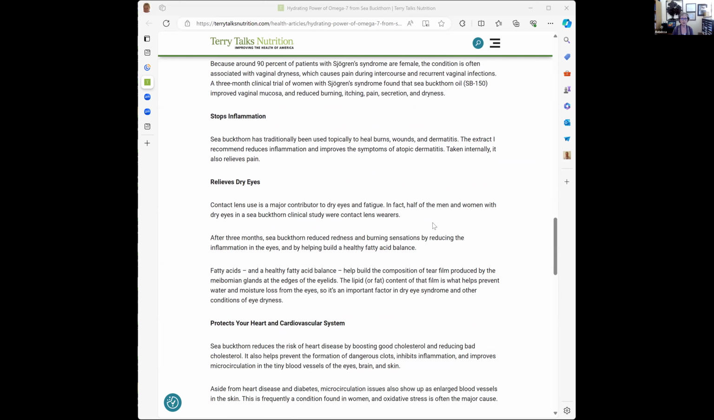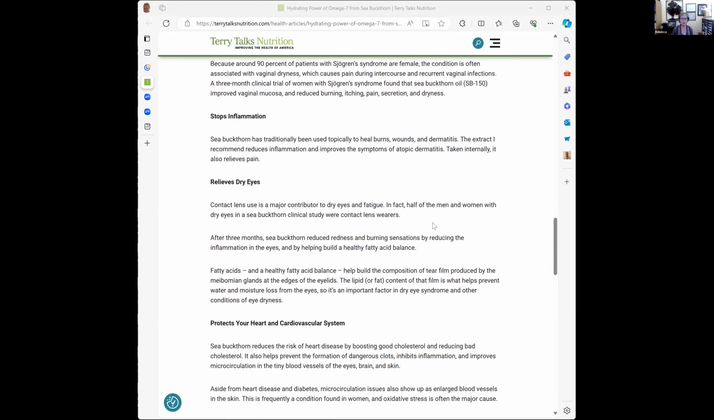Another reason we have it in the eye drops. Fatty acids and a healthy fatty acid balance help build the composition of the tear film produced by the meibomian glands at the edges of the eyelids. I was talking about that. The lipid or fat content of that film is what helps prevent water and moisture loss from the eyes. So it's an important factor in dry eye syndrome and other conditions of eye dryness.